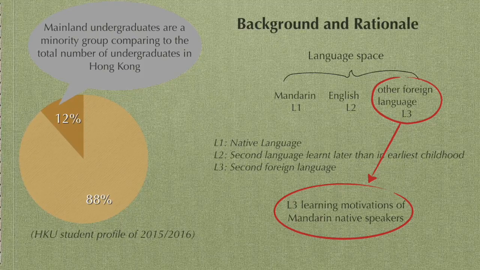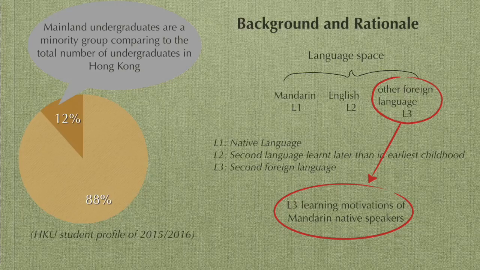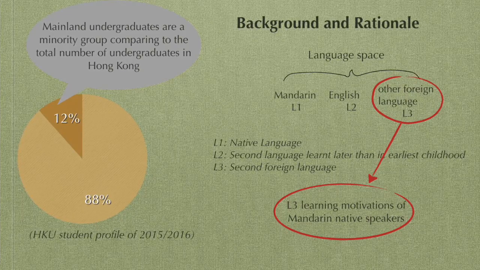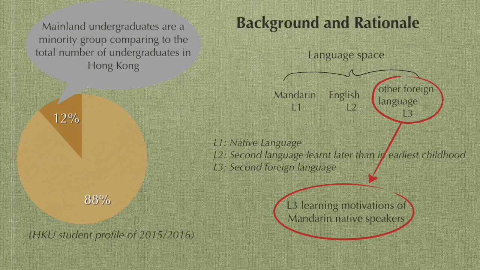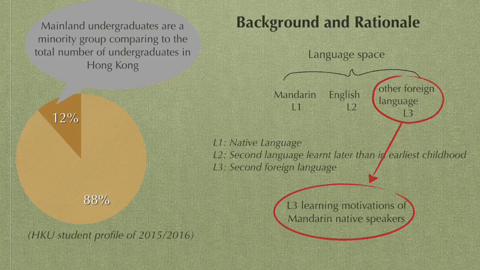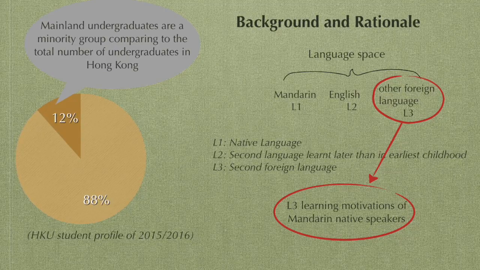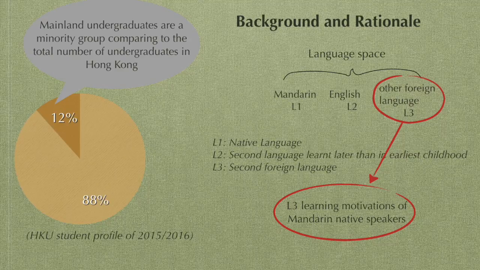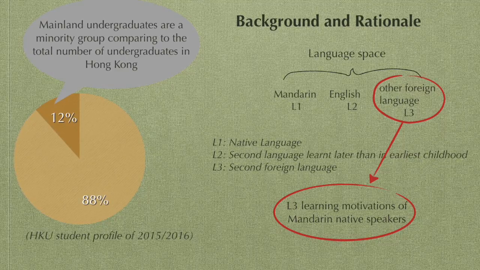The majority of mainland students speak Mandarin as L1, though some of them may at the same time speak certain dialects as L1 as well, and English as L2. L1 is also known as native language, which refers to a language that one has been exposed to since his or her birth. L2 refers to second language, which is learned later than in earliest childhood.